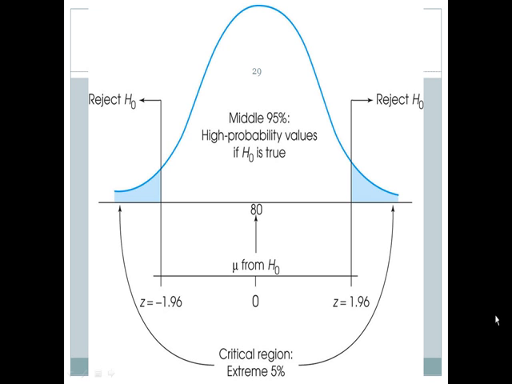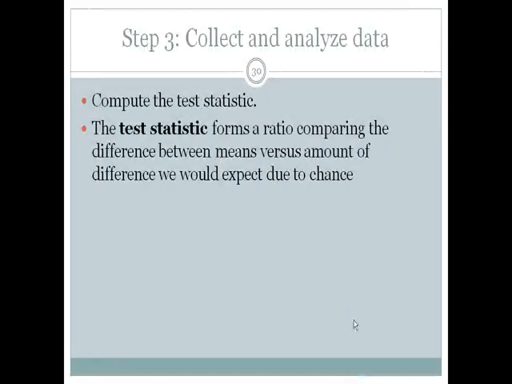So, step 3, after we've identified the critical region, is to collect and analyze data. Step 3 is where we are going to compute a test statistic. The test statistic forms a ratio comparing the difference between means versus the amount of difference we would expect due to chance. Now, this definition is going to become very important for the rest of the class because this is the general form of all of the test statistics that we will be seeing the rest of the class: a ratio comparing the actual difference divided by the amount of difference you would expect due to chance.